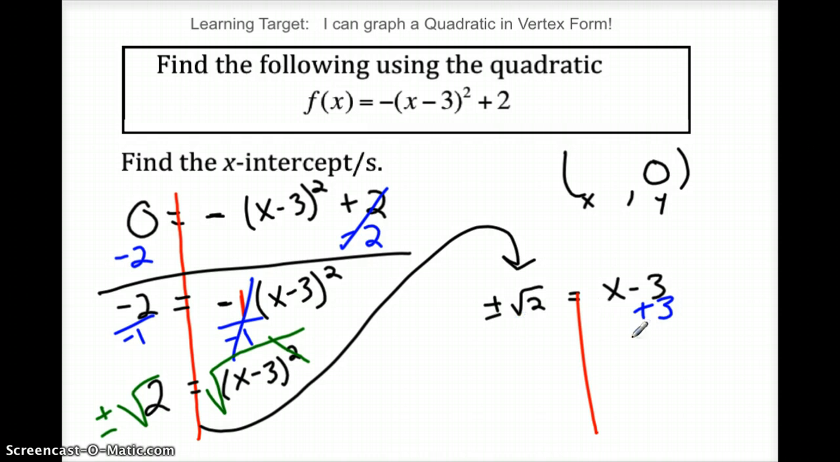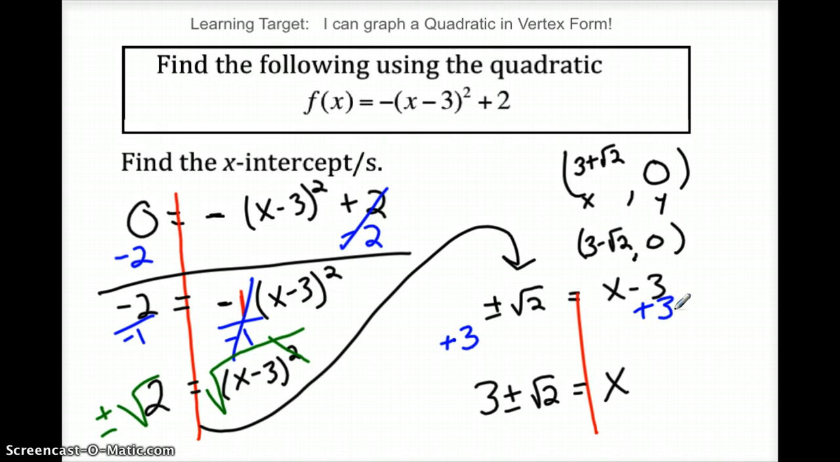But even though it's kind of flip-flop from what we're used to, this plus or minus is still a protector. And when I add that 3, it has to go in front. There's no way it can get by that plus or minus sign. And so these would be my 2 points. I would say 3 plus radical 2 is a point, and 3 minus radical 2 with a y value of 0. These would be my 2 x-intercepts.